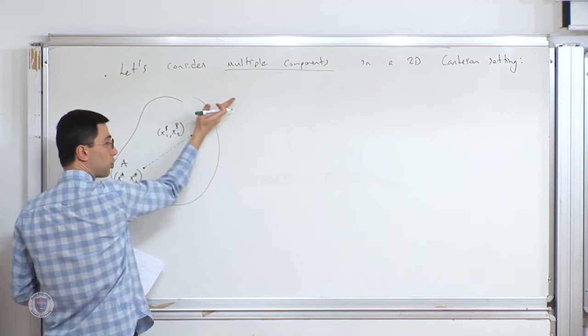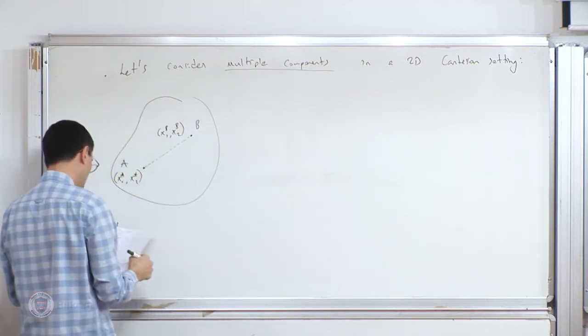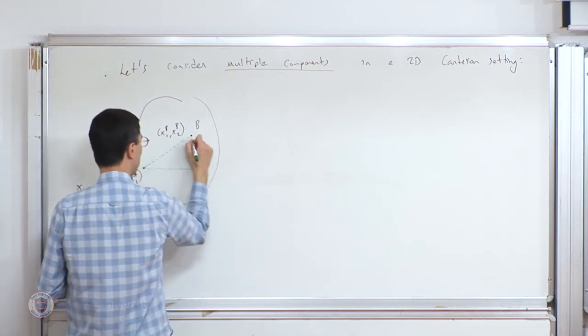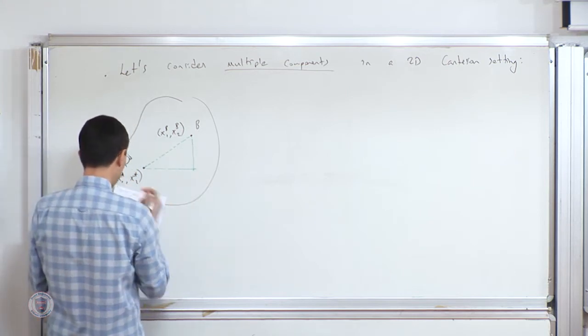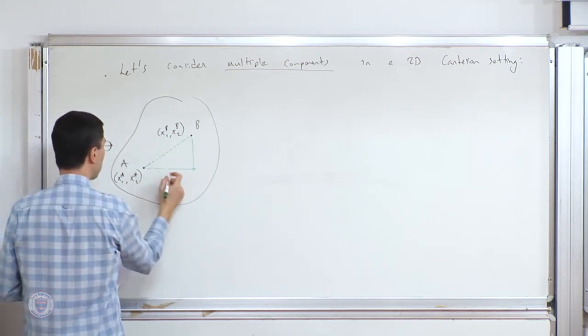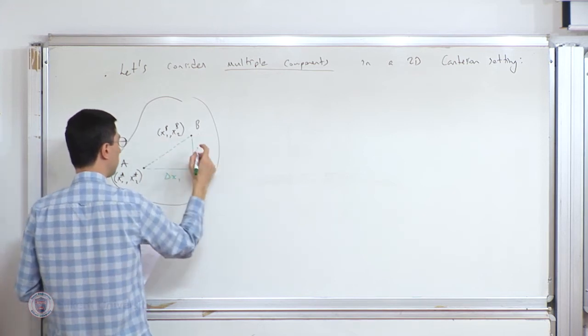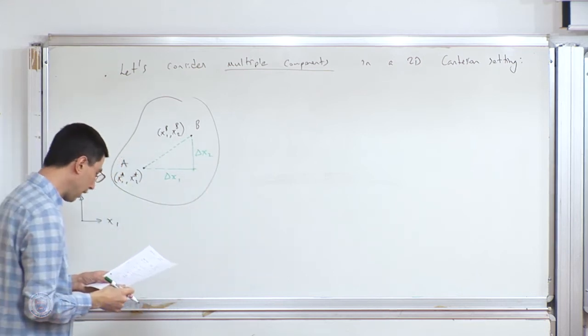This could be the direction I'm looking at. I'm not going to do that. That would deliver me a result more closely related to that. I want to look at the individual directions, the x1 direction and the x2 direction. So here I have a distance in the x1 component. Let's call it delta x1. Here I have a distance in the x2 component. Let's call it delta x2.